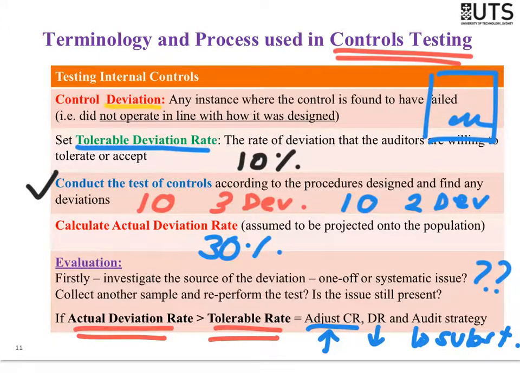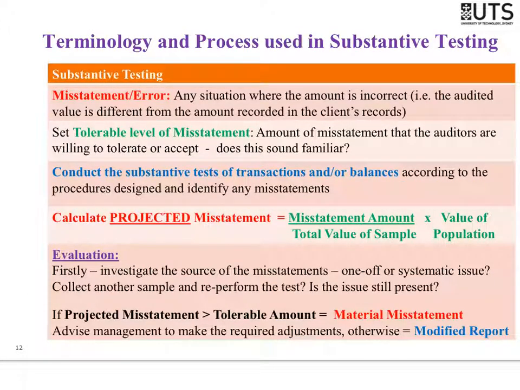Okay? Now, next one, let's talk about this. For substantive testing, here's the difference. Ladies and gentlemen, I'm going to say this one more time. The term deviation is linked to controls. The term misstatement is linked to substantive testing. Why? You've got to remember, substantive testing is the one that focuses on the dollar amount. So if you find that the dollar amount is incorrect, what is that called? That's called a misstatement, right? So the term misstatement comes through only in the testing of substantive nature, all right? So the first element is misstatement.